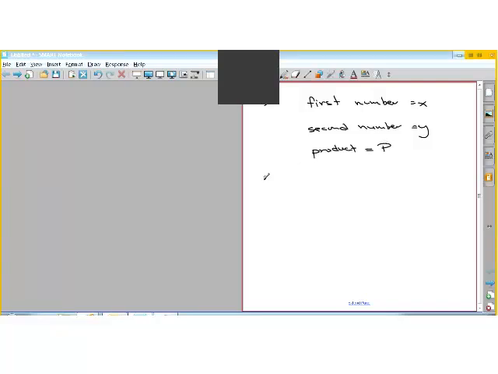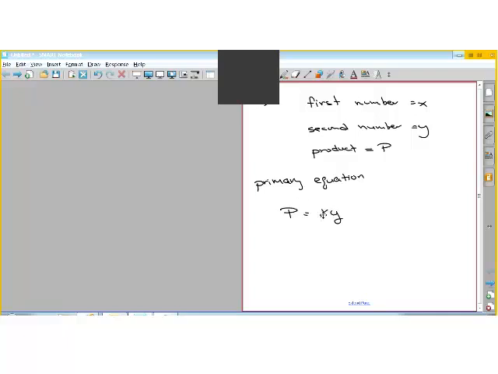Next, what we do is we write the primary equation. And the primary equation is the one we want to minimize or maximize. So it says the product is a maximum. So product means we multiply two things together. So p, which is the product, is equal to x times y. So that's our primary equation. We're trying to minimize or maximize the product.